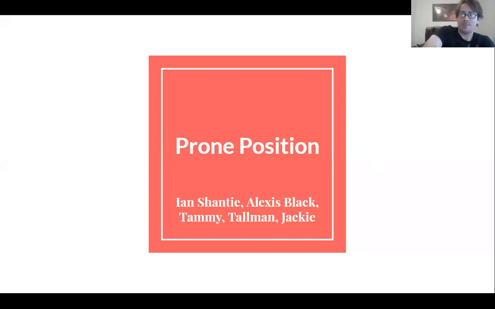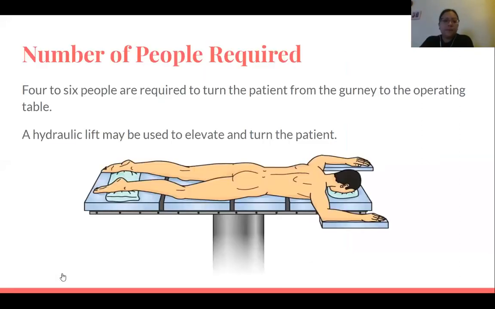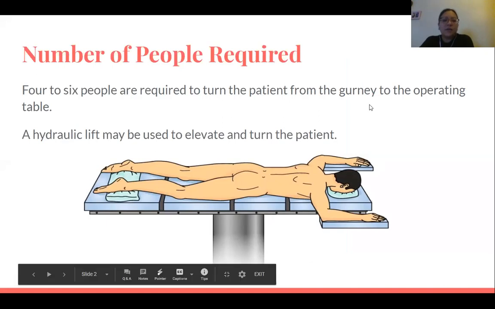The prone position. So 4 to 6 people are required to turn the patient from the gurney to the operating table. A hydraulic lift may be used to elevate and turn the patient around. So this is the prone position.